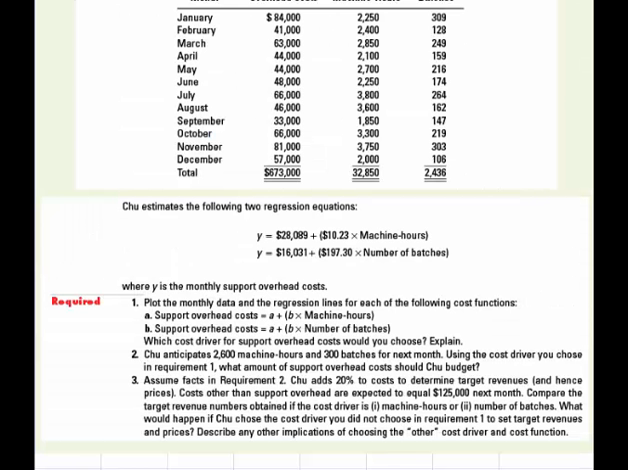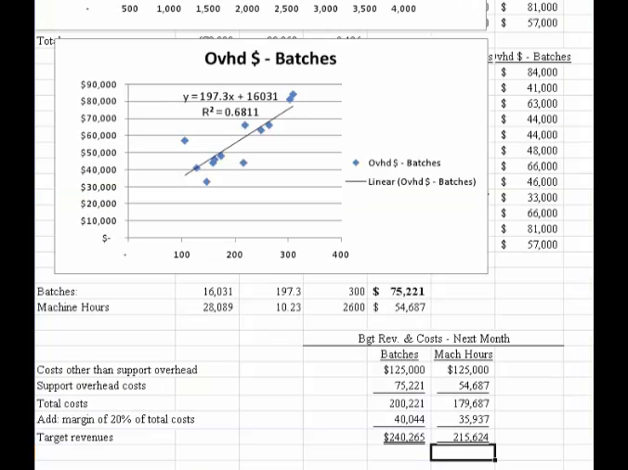Okay, then it says, describe implications of choosing the other one that you came up with. Well, if we pick machine hours rather than number of batches, what we see here is that we would underestimate cost, 215 versus 240. And we would also wind up with lower target revenues and possibly lower prices. So here we see why it's critical to choose the right cost driver in terms of pricing decisions. Target profitability may not be met if we choose the wrong cost driver. So we want to use the best one we can.